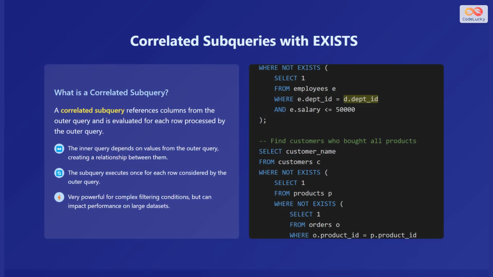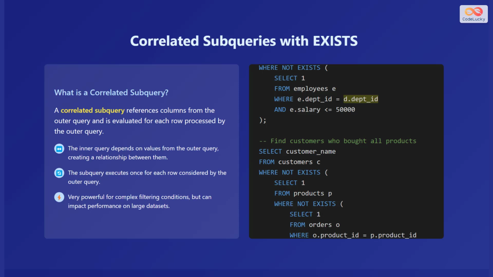Let's talk about correlated subqueries with exists. A correlated subquery references columns from the outer query and is evaluated for each row processed by the outer query. The inner query depends on values from the outer query, creating a relationship between them. The subquery executes once for each row considered by the outer query. These subqueries are very powerful for complex filtering conditions, but can impact performance on large datasets.